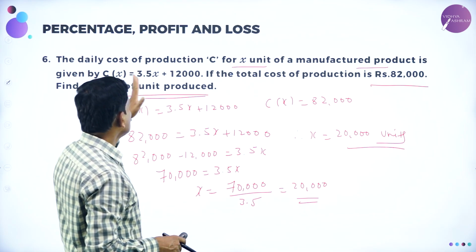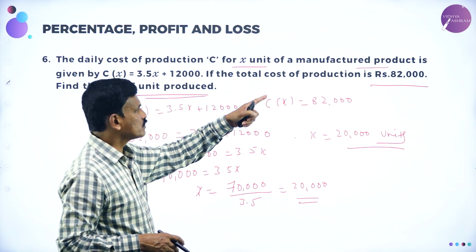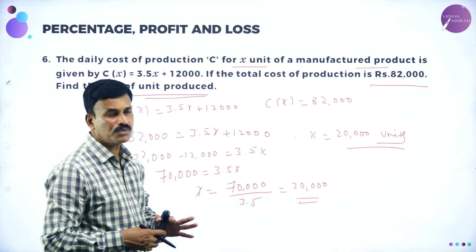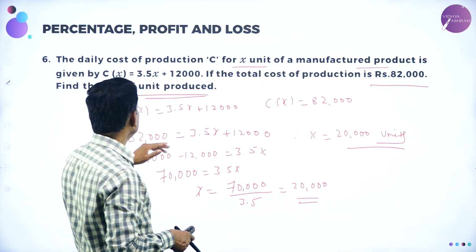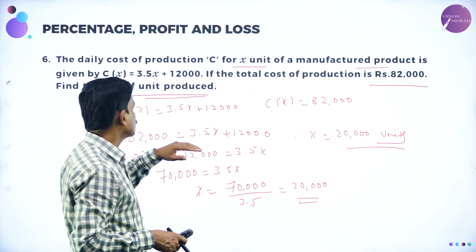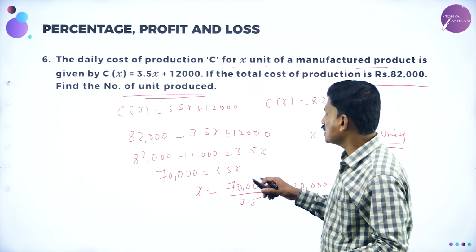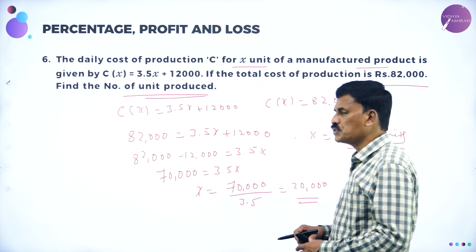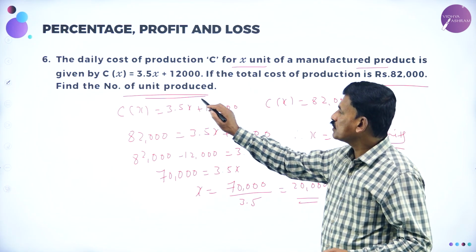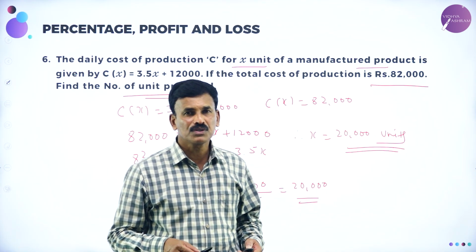See here, the daily cost function C of x is given by 3.5x plus 12,000 and the total cost of production is 82,000. Then the number of units of the product, x, is to be determined. Since C of x is given, 82,000 is equal to 3.5x plus 12,000. 82,000 minus 12,000 is 70,000 equal to 3.5x, or x is equal to 70,000 divided by 3.5, which is 20,000. Therefore, 20,000 units are produced. Very important problem for 2 or 3 marks. These are a few problems based on the cost function and the fixed cost.